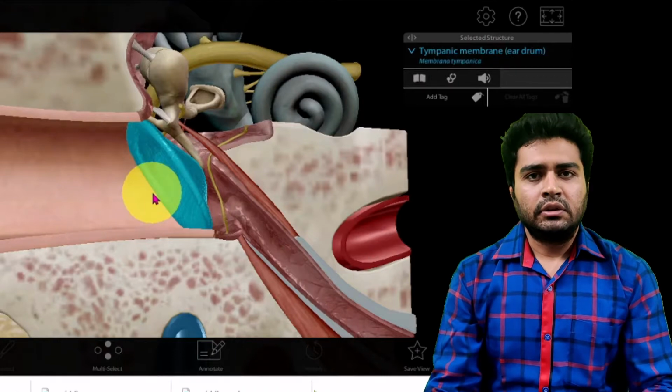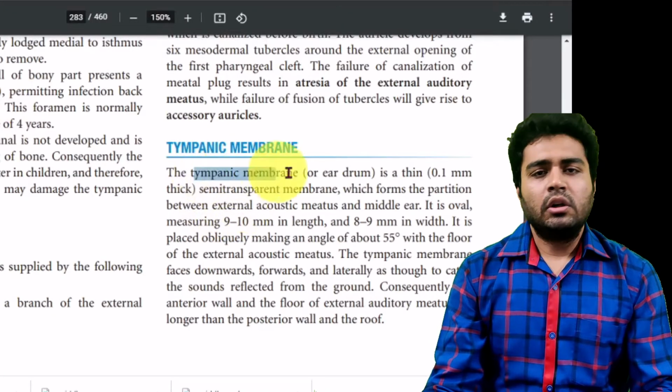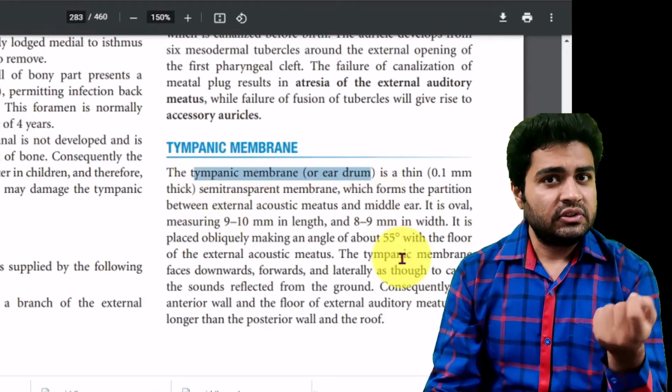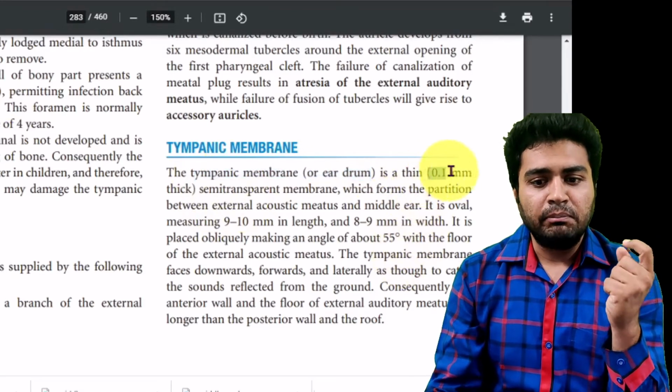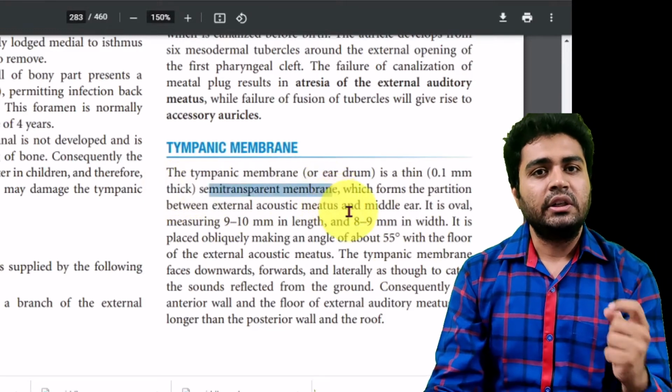Let's begin the topic. First of all, the tympanic membrane, also known as the eardrum, is just 0.1 millimeter thick, and it is a semi-transparent membrane.